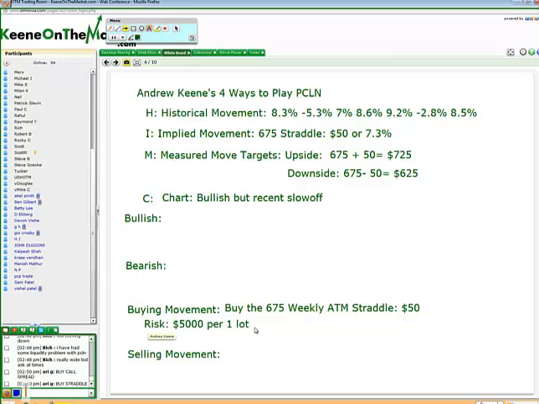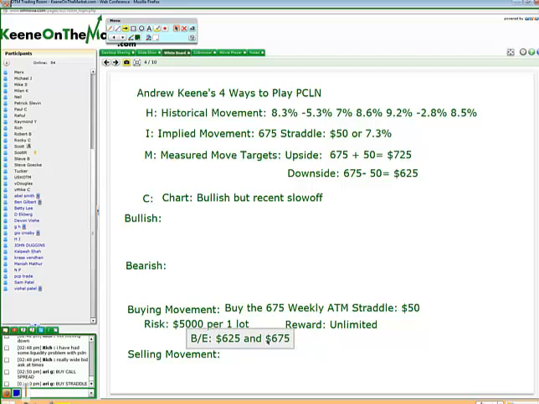Sounds like a lot of money. It is a lot of money. Reward is, in theory, unlimited. Unlimited reward on this trade. And I'm going to have two break-evens on this trade, 625 and 675.